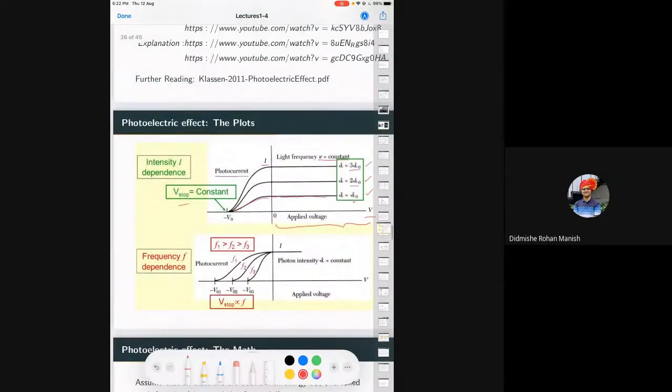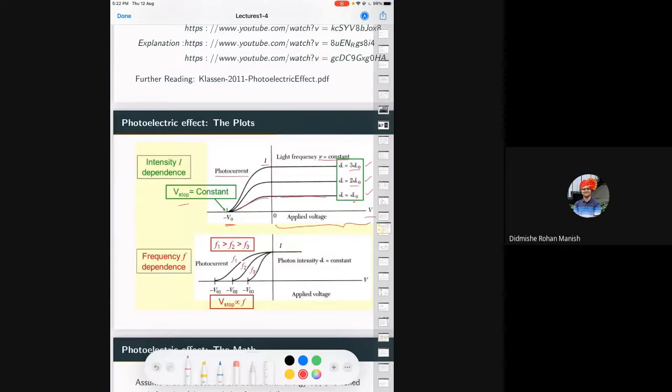Okay. And eventually you come to a certain negative voltage which stops any electron from reaching it. Okay? So it is so negative that the electrons cannot reach the detector. This voltage is called the stopping potential. Okay. Now let's consider all 3 plots.